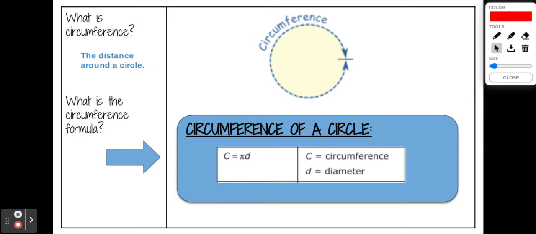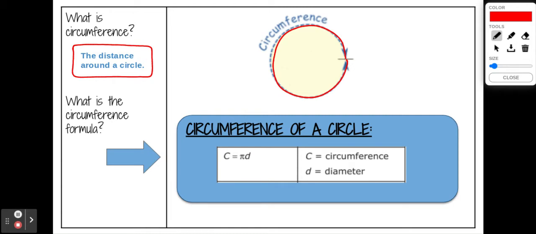Let's get started. First of all, what is circumference? Well, the circumference is the distance around any circle. Just like the word perimeter means the distance around any shape, circles have a really fancy word for the distance around them. The distance all the way around any circle is called its circumference.